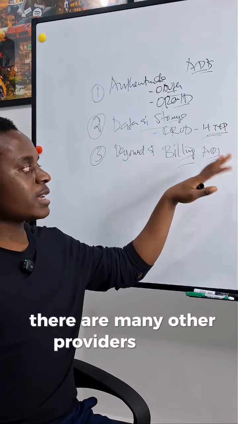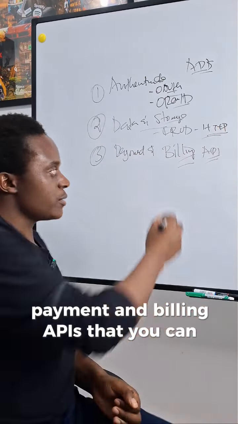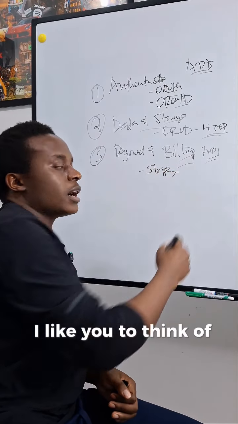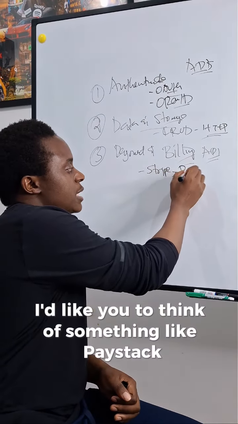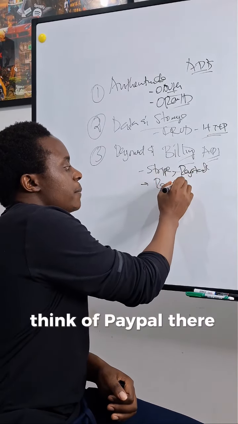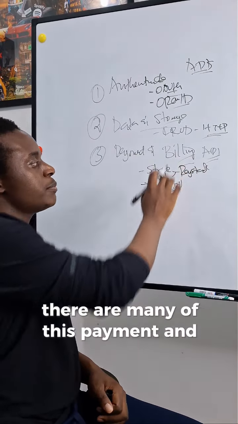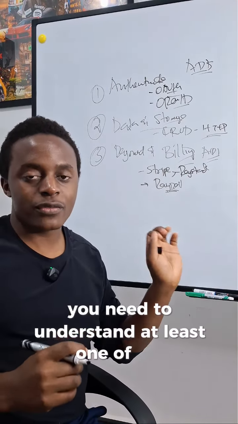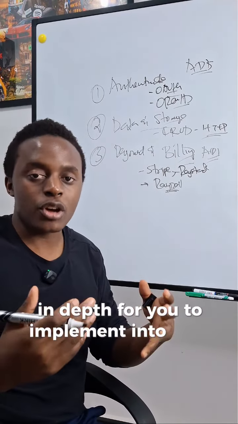So there are many providers of these payment and billing APIs that you can use. I'd like you to think of Stripe as a famous one. I'd like you to think of something like Paystack. Paystack offers a number of these here. Think of PayPal. There are many of these payment and billing APIs that are always provided for you to use. You need to understand at least one of these in depth for you to implement into your application.